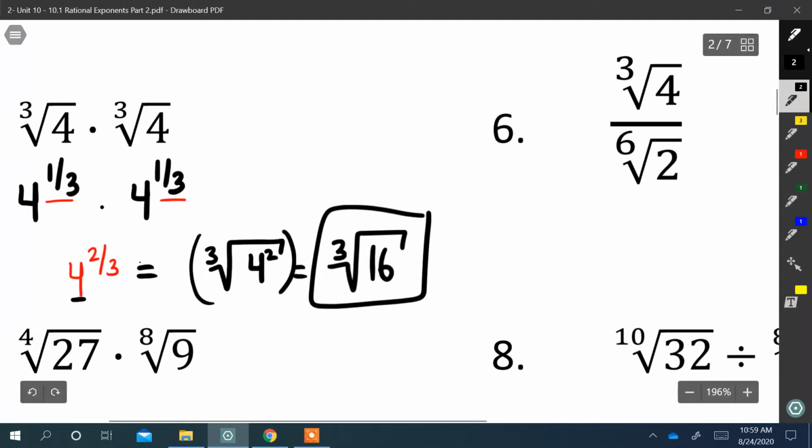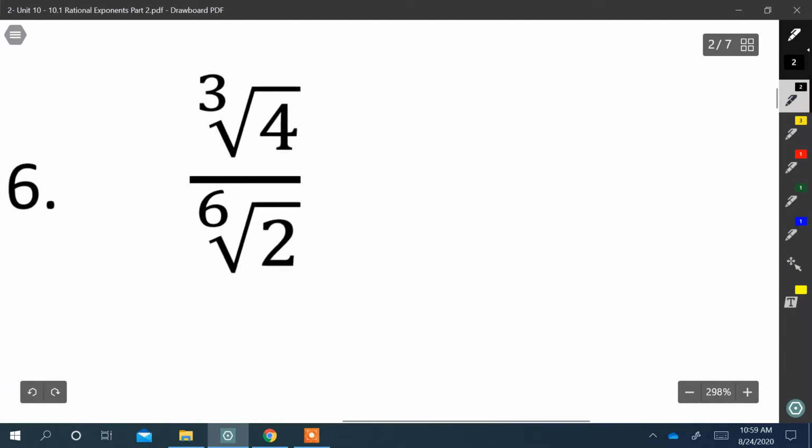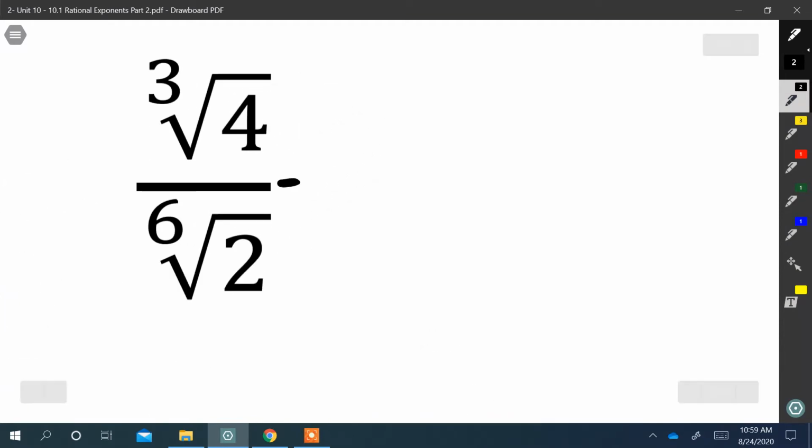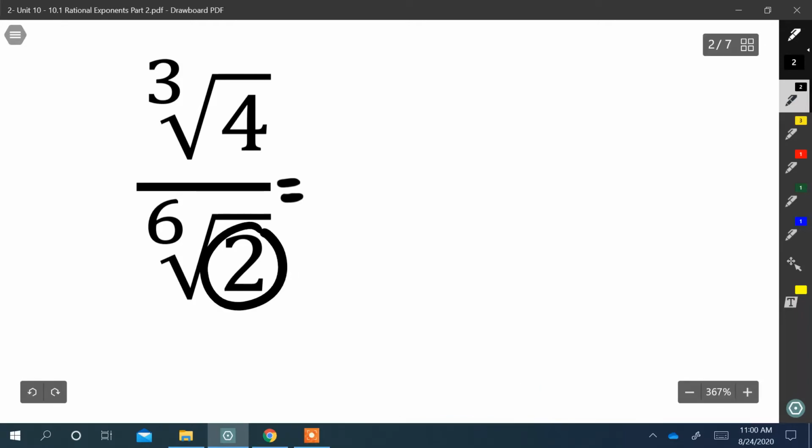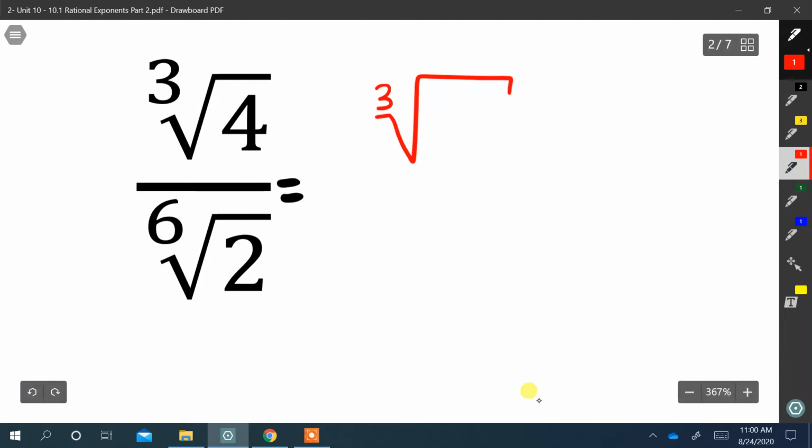All right, so let's do this one here. We have some division here. What we want to do is rewrite it using the same base. Notice that I have a 2 and a 4 there, so the base will be 2 on this one. Again, I want to rewrite that 4 as 2 to the second so that I could have the same base as that right there.